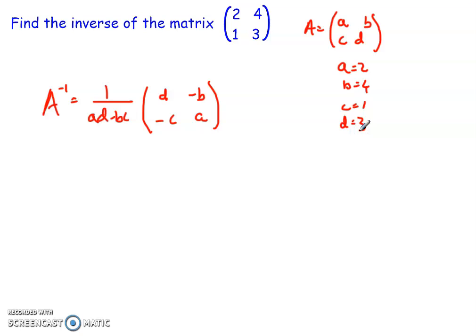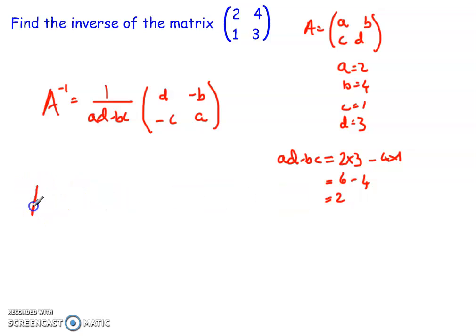First thing to check is AD minus BC. If that's 0, we can't go any further. So AD minus BC, so the determinant of our matrix, in this one is the equivalent of 2 times 3, take away 4 times 1. So that's the equivalent of 6 minus 4, which is 2. Great. AD minus BC is equal to 2. We can get the inverse of it.